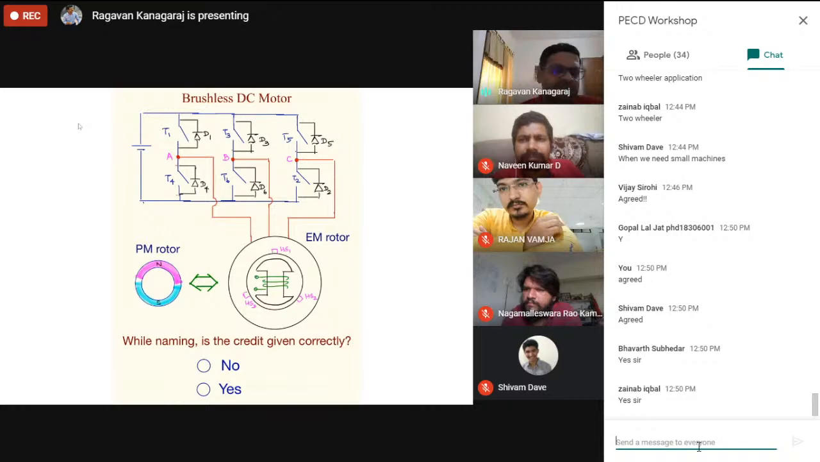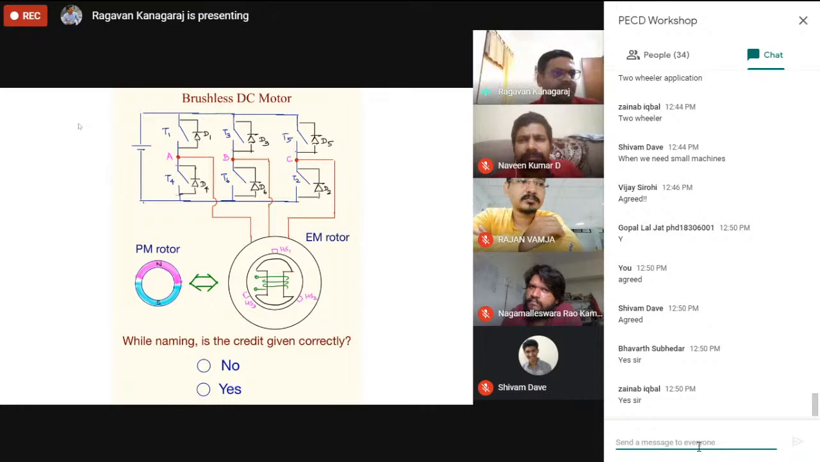Eliminating the sensor, keep it at the last point, because accurate position sensing is needed if you are looking for a high performance drive. Especially during the time of starting, if you are not very careful, there is a possibility of high current flowing and all the semiconductor devices can be spoiled also.